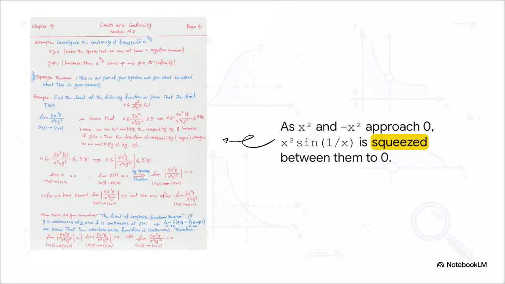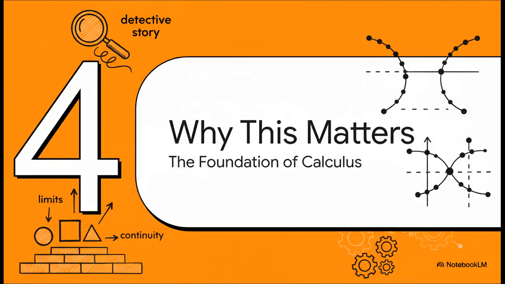Let's actually see this in action. Our wild function is now being squeezed by those two parabolas, right? The bounding curves. We know for a fact that both of those parabolas go to 0 as x gets closer to 0. And since our crazy function is trapped between them, it gets squeezed down and its limit has to be 0 too. Case closed. So we did it. We solved our detective story.